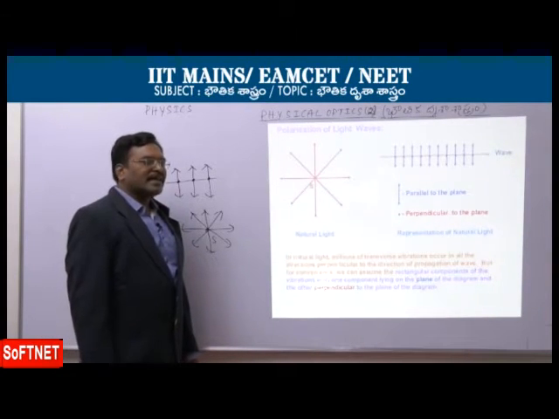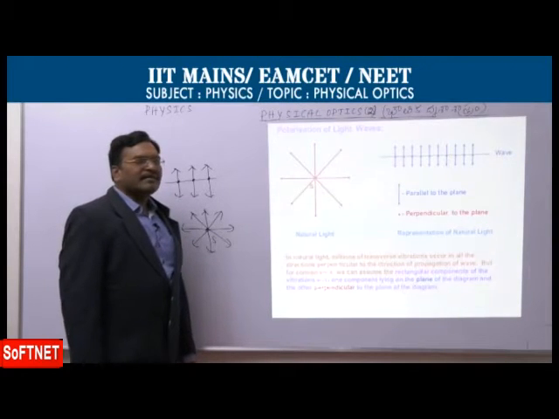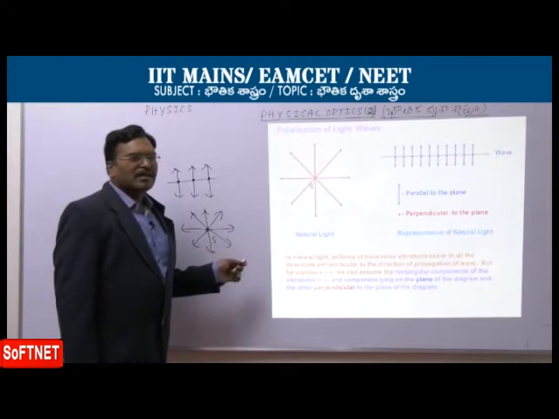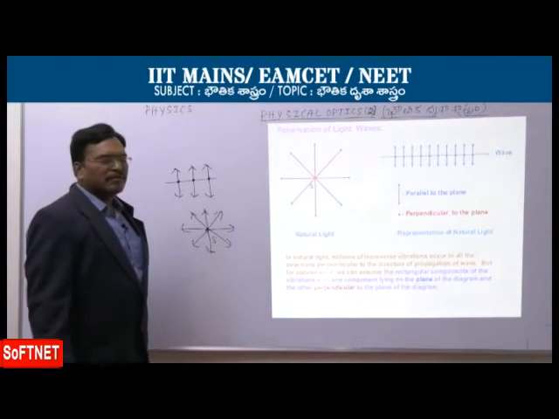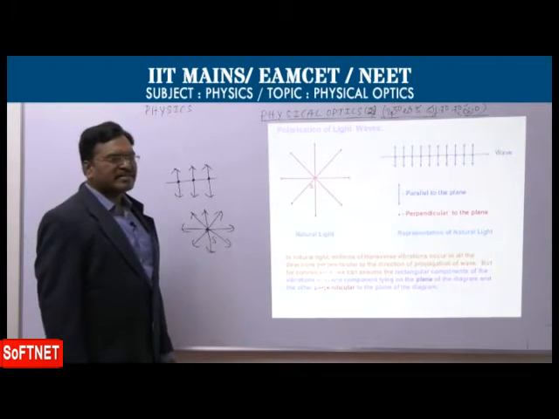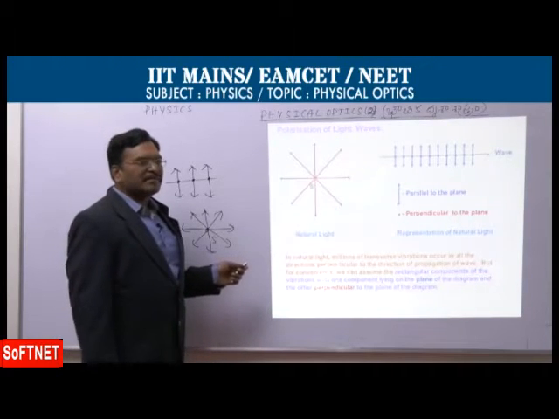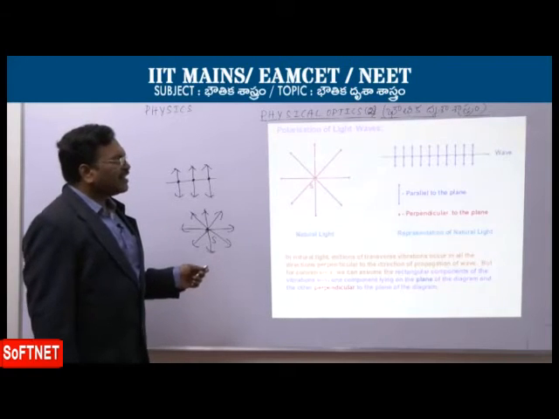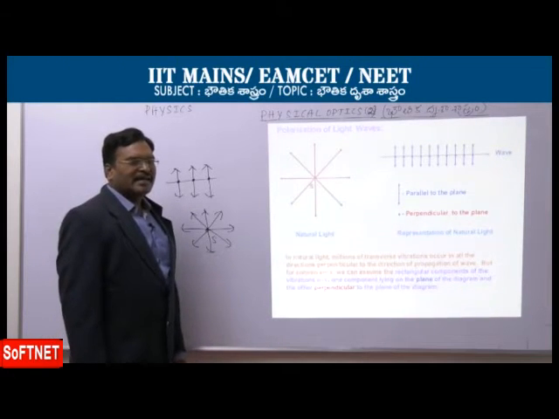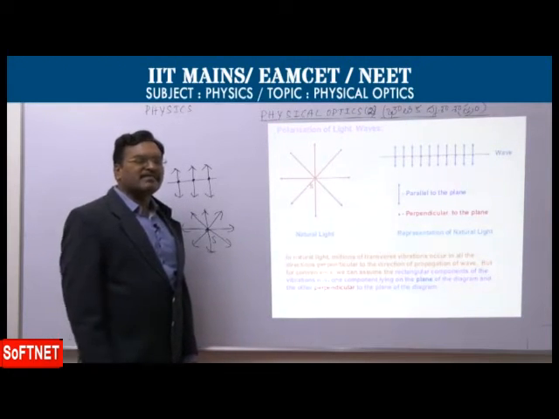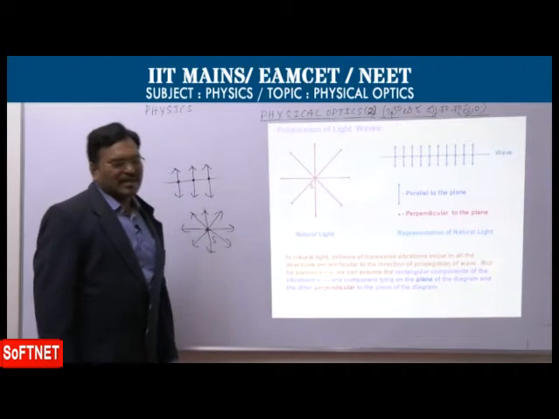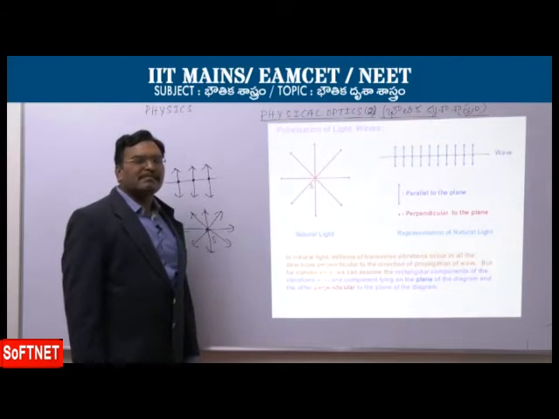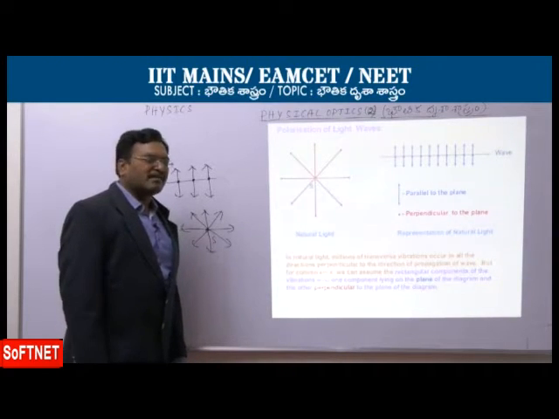So unpolarized light is the combination of two types of electric field vibrations. Some are vibrating perpendicular to the plane of incidence, some are vibrating parallel to the plane of incidence. Now we are restricting the vibrations of light waves. Polarization would mean restricting the vibrations of light waves to one plane, either perpendicular to the plane of incidence or parallel to the plane of incidence.